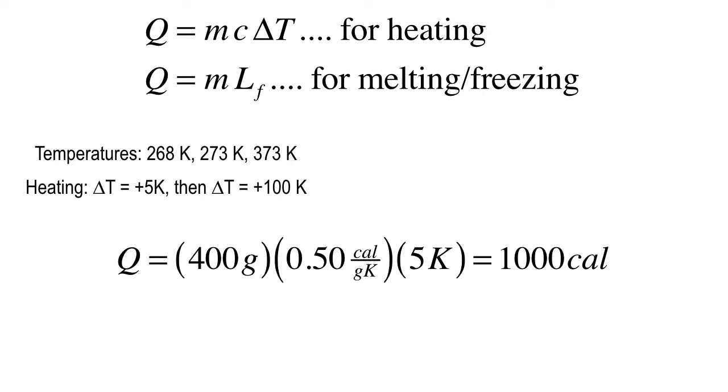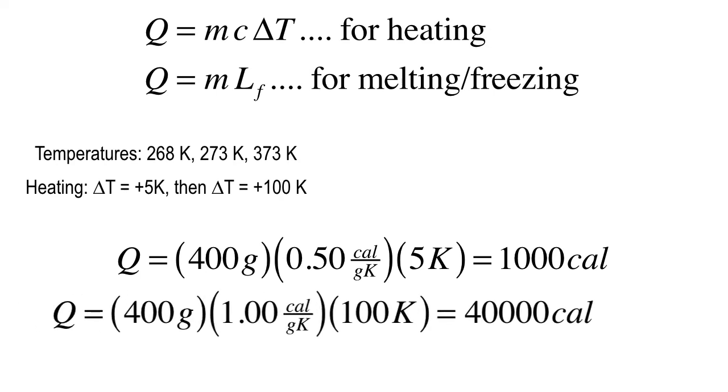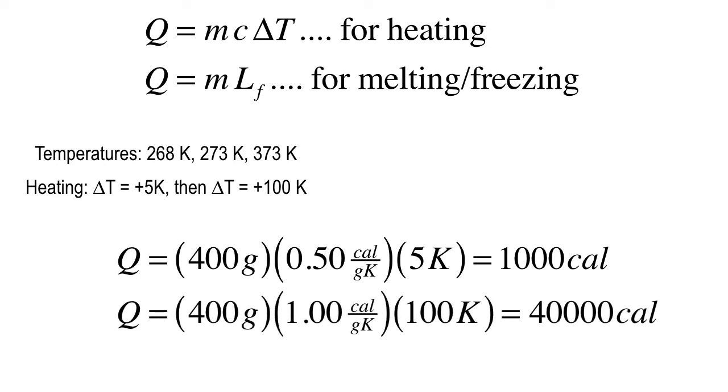Okay, so the first heating is 1,000. Now, I'm going to skip forward and do the second heating. I'm going to bypass the melting equation just for a second. So this is MC delta T, but now this one has a different delta T. I'm going from 273 up to 373.